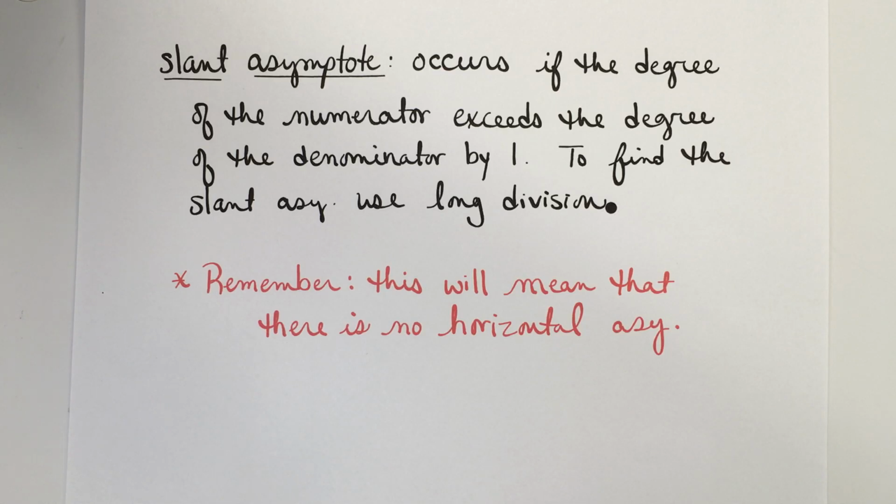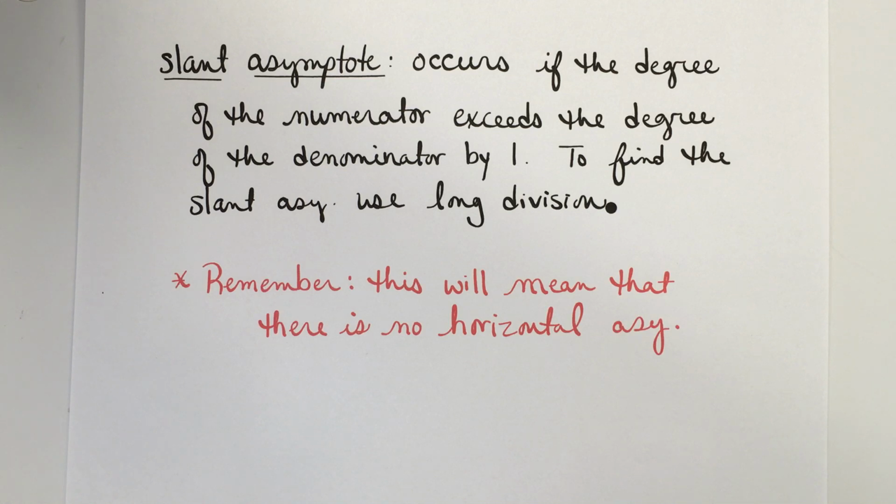Okay, this example is also going to be a rational function, but this example is going to be one that has a slant asymptote. So I've got an explanation here for you to have in your notes so that when you look at a rational function, you know how to tell that it's going to have a slant asymptote. As it states, the slant asymptote occurs if the degree of the numerator exceeds the degree of the denominator by 1, and it has to be exactly by 1.